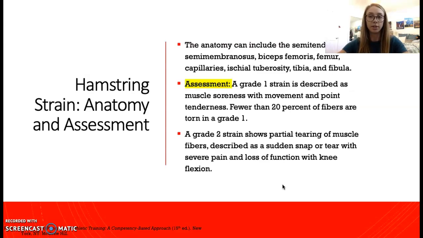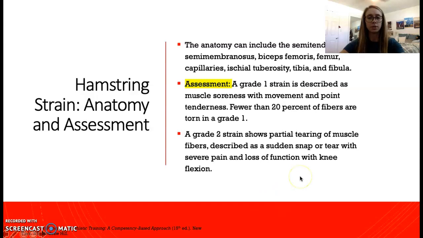The anatomy of it includes that complex that we're talking about: the semitendinosus, semimembranosus, biceps femoris, femur, the capillaries, and even your tib and fib if there's a fracture or if it's really bad. So for the assessment, it can go through the grades to see what kind of grade it is. A grade 1 is going to be described as muscle soreness with movement and point tenderness. Fewer than 20% of fibers are torn.